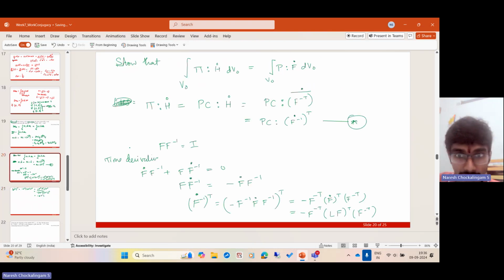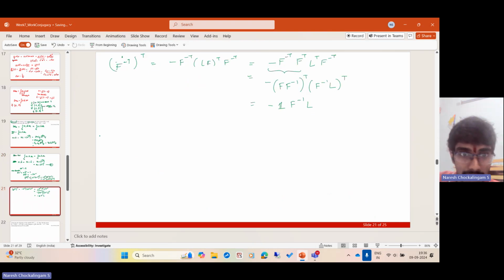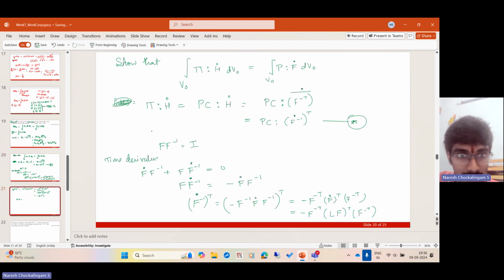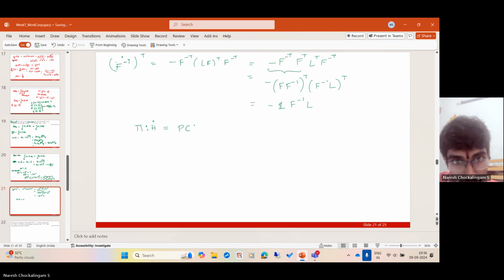Now plug this into the star, right? So we get pi contracted with H dot is PC contracted with minus of F inverse L. Okay, so can we do something?